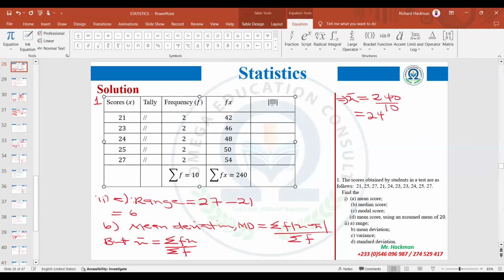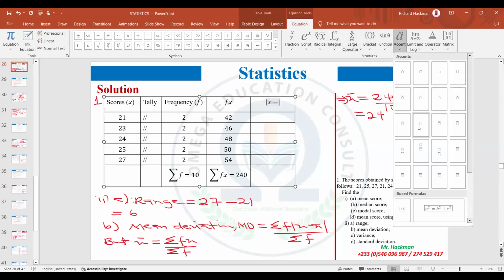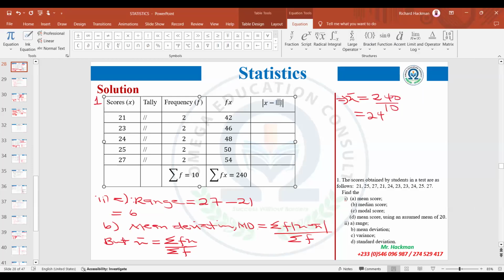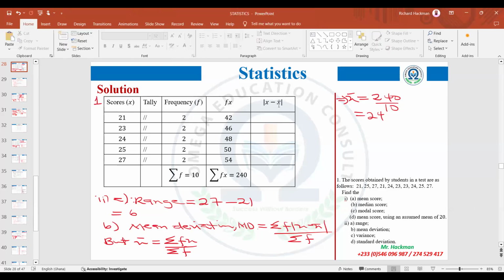So this, we said it will be x minus what? x bar. Okay, so minus x bar. So let's go and look for the x bar. Okay, so I have my bar here. So that will give me my x bar. Is it clear? Can you see that this is x bar? Hello, is it clear? Yes, please. Okay, all right. So now we are good to go.